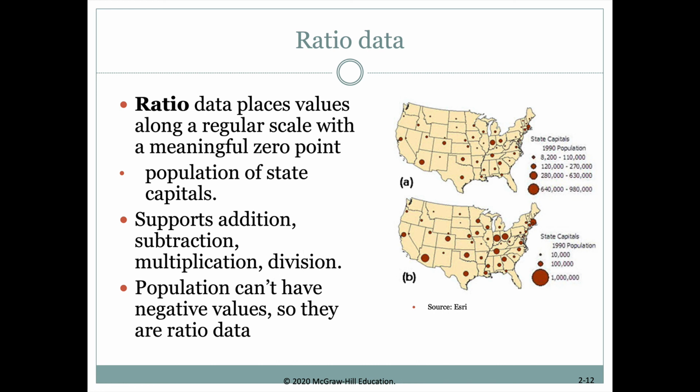And once again, population density is a nice example here, right? We cannot go below 0 because we can't say there's negative people living within a state. So that would be an example of ratio data. And in this example here, we're mapping by bigger and bigger circles depending on the population density, in this case of the state capitals.